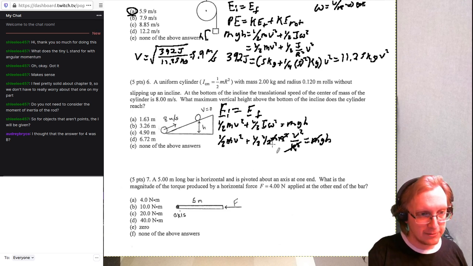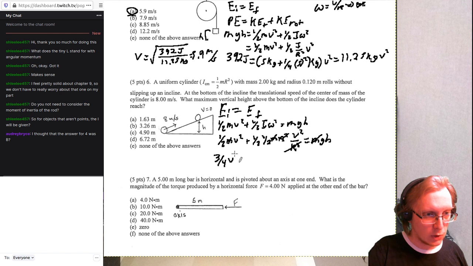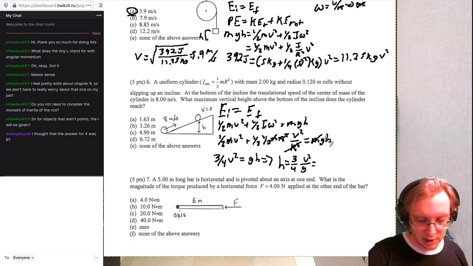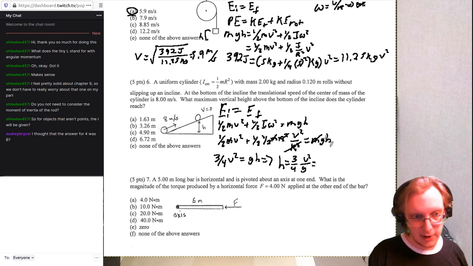So we're left with 1/2 plus 1/4 v squared. So 1/2 plus 1/4 is 3/4. 3/4 v squared is equal to gh, and we're looking for h, yeah? All right. h is equal to 3/4 v squared on g, punching in our given numbers. 0.75 times our velocity 8 squared divided by g, 9.8, is 4.9.